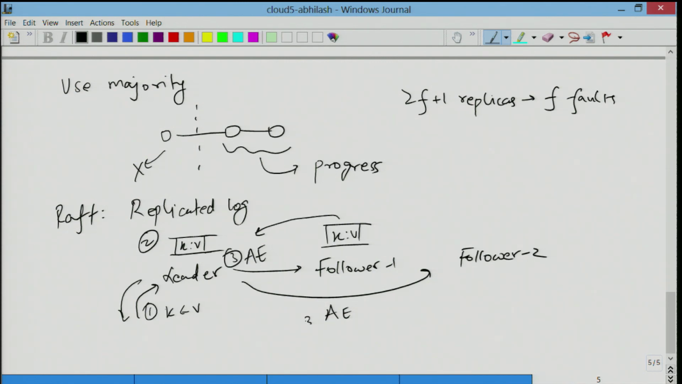So the third step is append entries. Then the fourth step is I am done appending. As soon as the leader can form a majority, the leader does not need to wait for follower 2. As soon as follower 1 says I have appended the log, I can go ahead and respond to the client. So as soon as I have a majority, I can say that I have serviced your request. So this is the general idea of Raft.